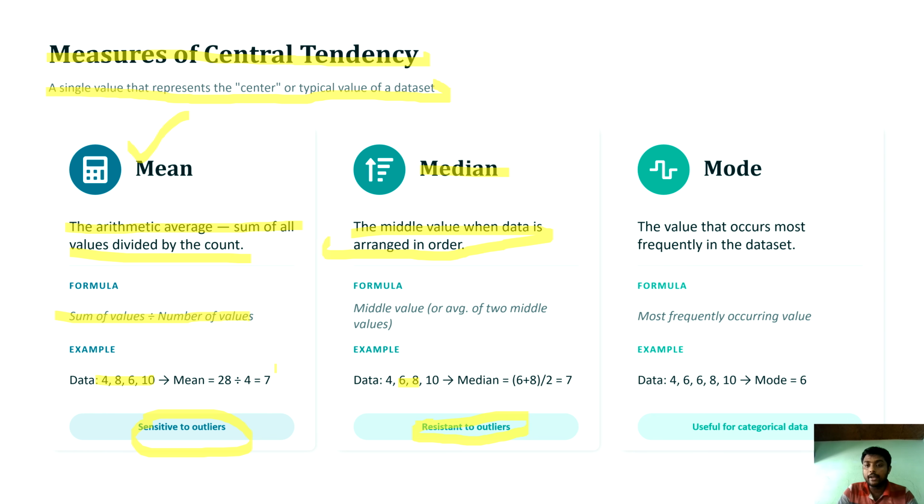Okay, and mode means the value that occurs most frequently in the dataset. For 4, 6, 6, 8, 10, the 6 occurs 2 times, so the mode value is 6. It means which value occurs more than the others. If it is 4, 6, 6, 8, 8, 8, 10, then 8 occurs 3 times, so the mode will be 8 in this case. It is useful for categorical data.